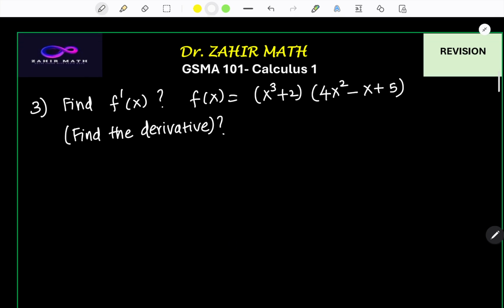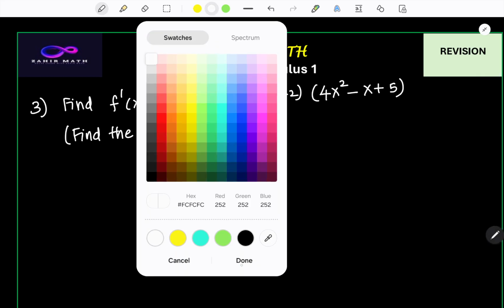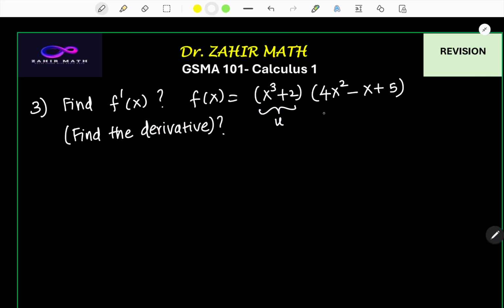Usually in the class I teach you this method. I call this u and this v. Then I use the formula u v dash plus v into u dash. But many of you find this formula very difficult to use. So there is a shortcut, only for the product rule, not for the quotient rule. So I'm going to use the shortcut. If you like it, just use it.